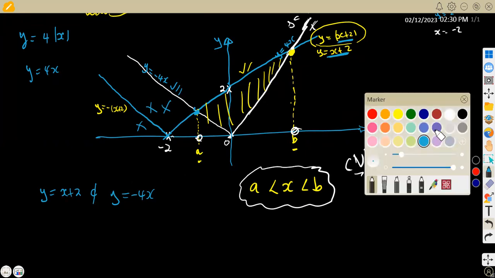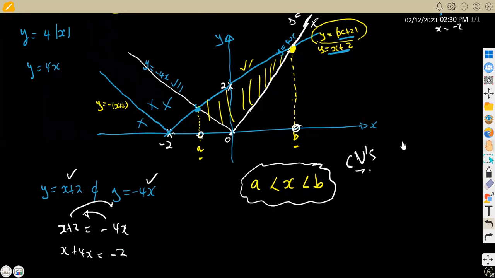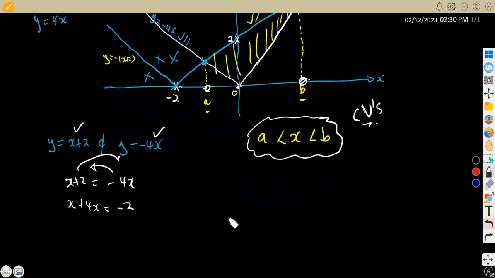So what am I going to do? I'm just going to solve x plus 2 is equal to minus 4x. So x plus 2 must be equivalent to negative 4x. For x, minus 4x to this side is going to be a plus, and 2 to this side is going to be a negative. So x plus 4x will be 5x. So we obtain 5x is equal to minus 2. Divide by 5, so x is equal to minus 2 over 5. So at this point, our x is negative 2 over 5.